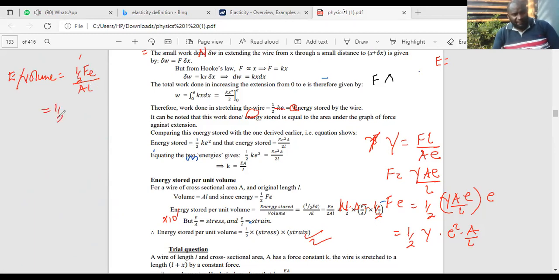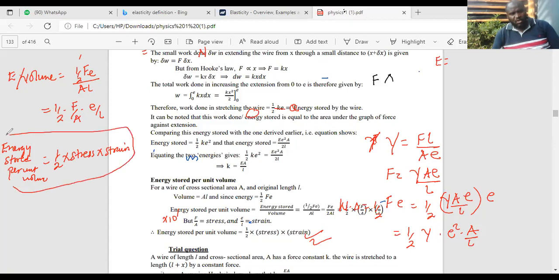Then you realize this is a half times the force over area times the extension over the original length. So energy stored per unit volume can be realized from a half times stress times strain. So this is an expression we need to use whenever we are talking about energy stored per unit volume. It comes from a half of the product, the stress and the strain. That is how we can derive it.